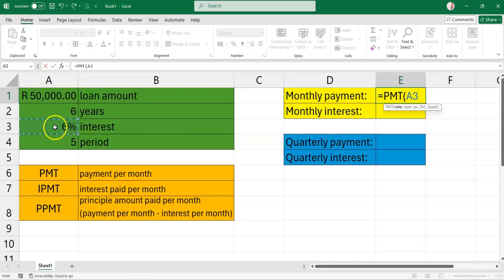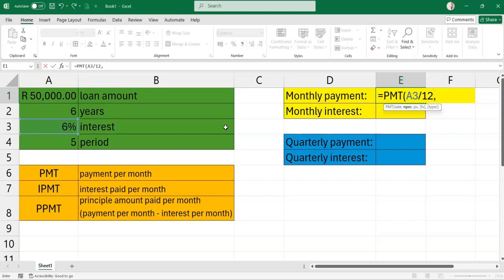Remember what I said in class? If it only says 6% interest and there's no indication if this is yearly or monthly, we assume that this is yearly and therefore I will need to divide by 12 because I want the monthly payment, not the yearly payment. So I divide by 12, comma.